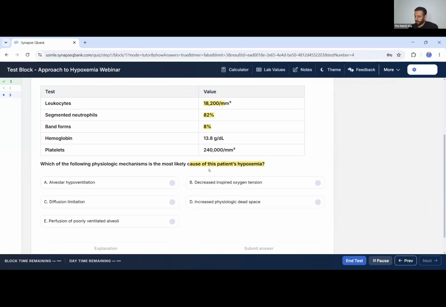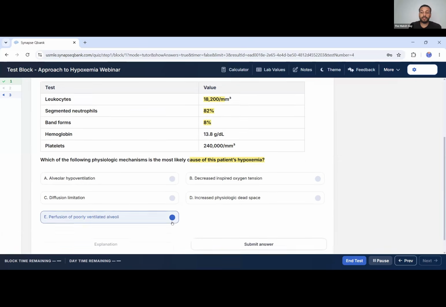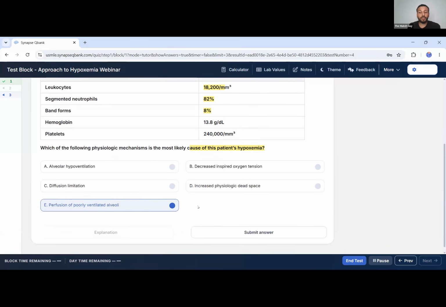Yes, most of you got it right. Perfusion of poorly ventilated alveolus. The same concept as V/Q mismatch. The perfusion is okay in those who have pneumonia, but the alveoli, since they're filled with fluid, are poorly ventilated. So this is the right answer.